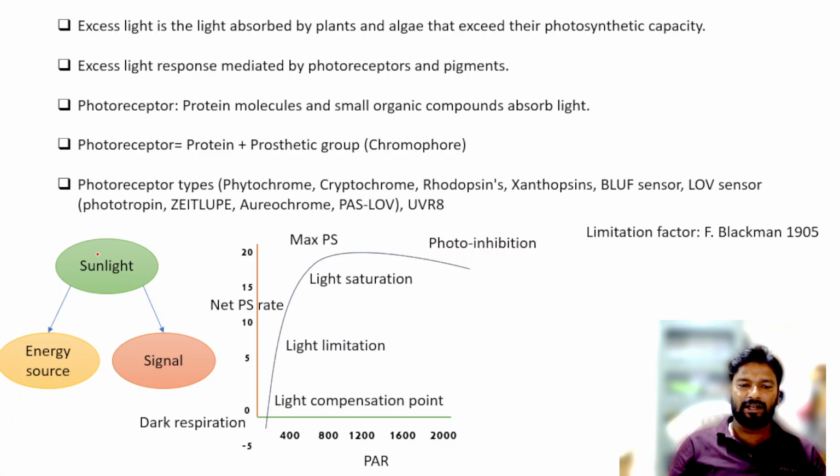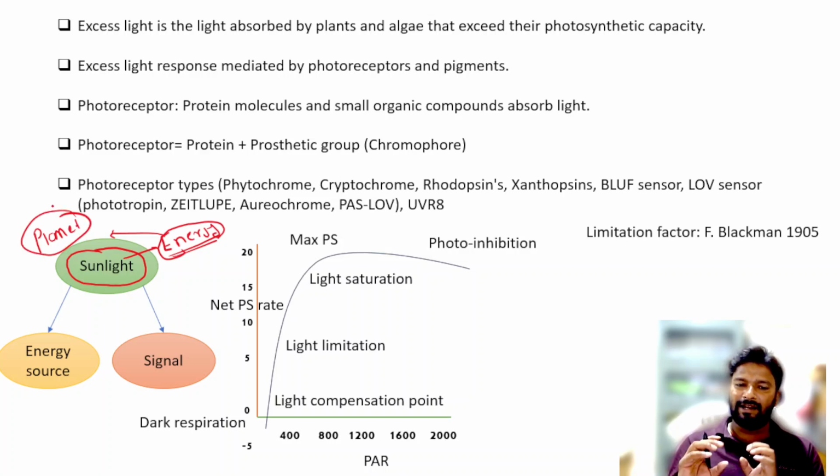So friends, you know that sunlight is one of the important energy sources on this planet. Okay, so we can say that sunlight is one of the natural energy sources for the plant and other organisms. So sunlight acts as an energy source, means providing the energy.